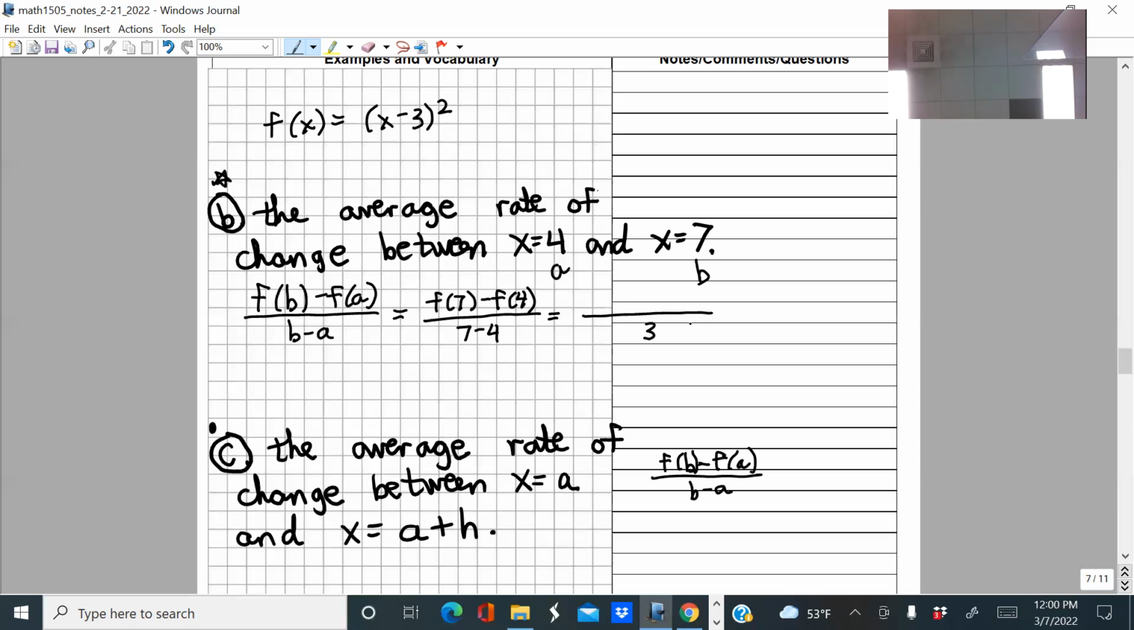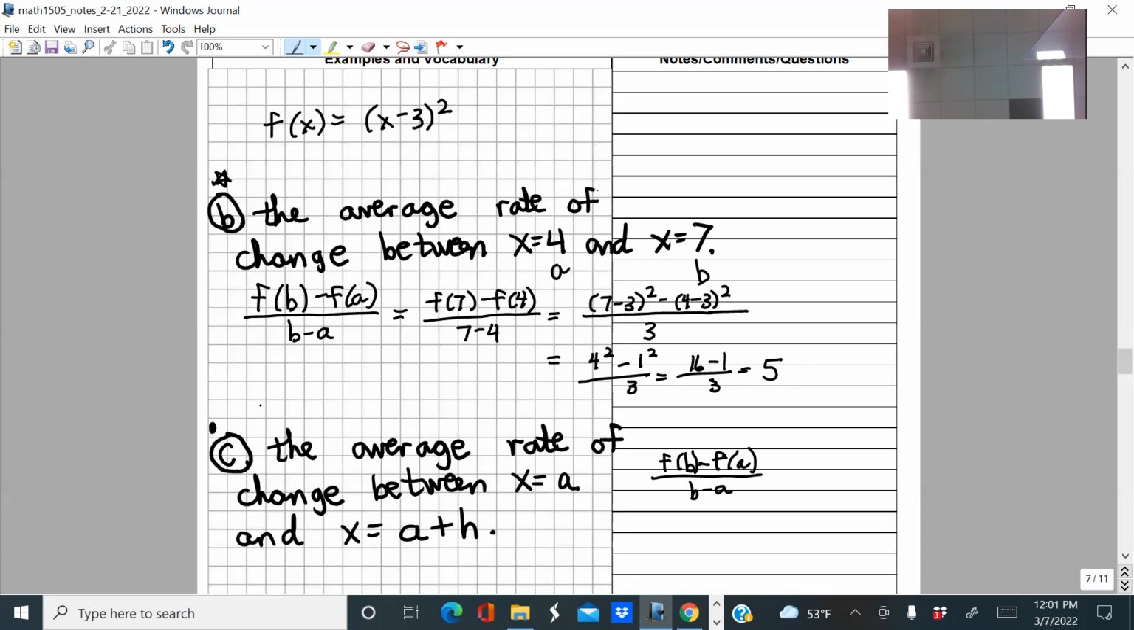So the denominator is really simple, right? That's just 3. And in the numerator, we have to do just a little bit of arithmetic because we have to plug 7 into our function formula. So I have 7 minus 3 squared minus 4 minus 3 squared. So that comes out to be 4 squared minus 1 squared over 3, which looks like 16 minus 1 over 3. Is that 5? Right, okay. So we get an average rate of change of 5.